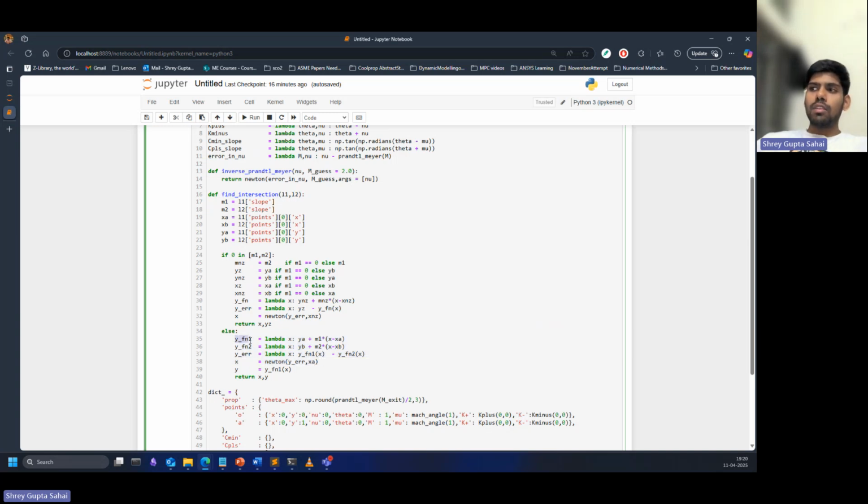You develop a y function from line one and a y function from line two. You find a root, so you develop a root finding function: the y function of line one minus the y function of line two. Subtract both of them. Start guessing for an x value, and you calculate x and y. So this is how you find the intersection.